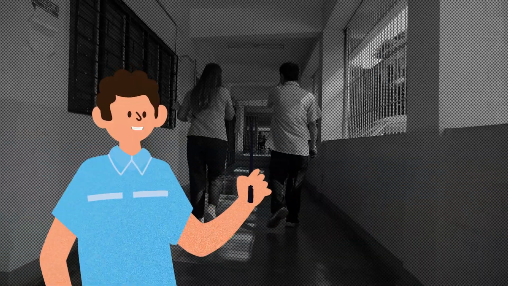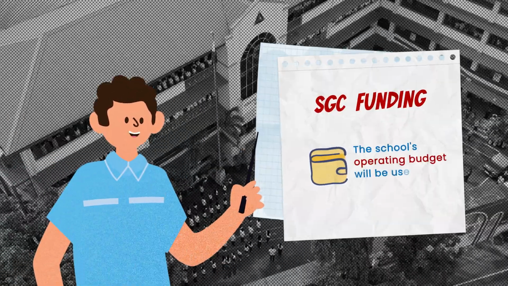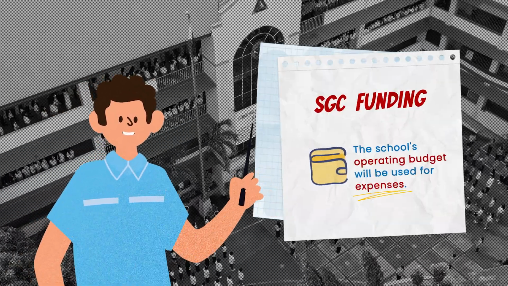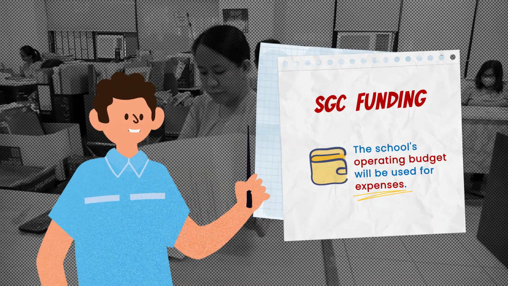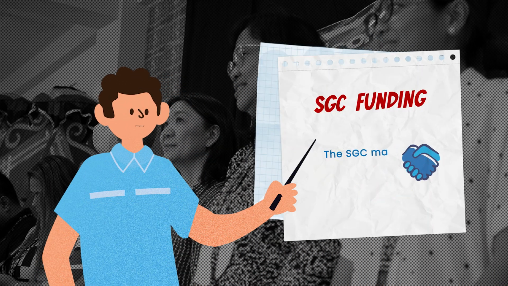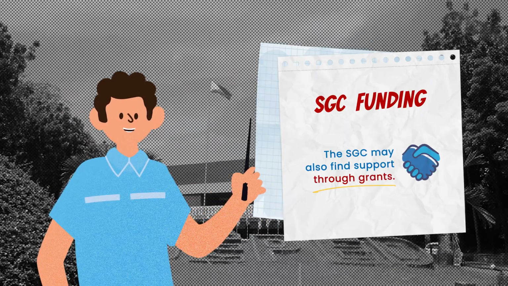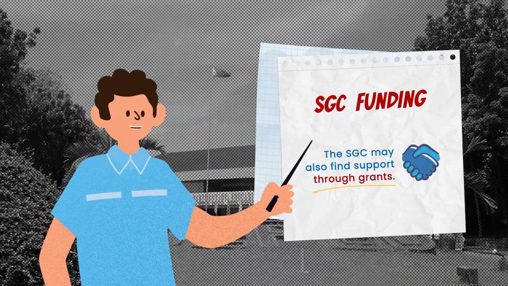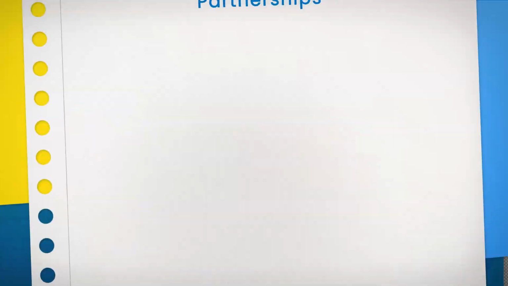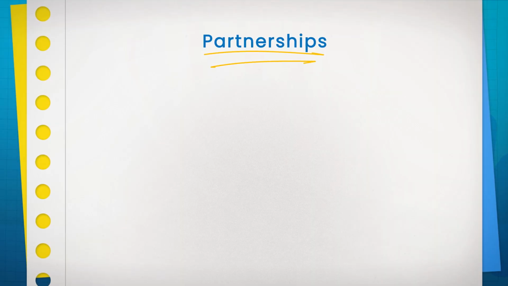Who funds the SGC's operating expenses? The budget for meetings and other activities of the SGC shall come from the school operating budget and be subject to accounting and auditing. The SGC may also be supported by donor funding through grants, in line with existing policies on partnerships and donations.